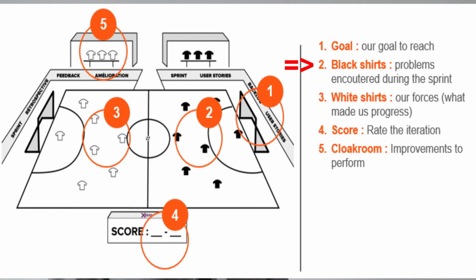The black shirts represent impediments or problems encountered during the sprint. The white shirts represent our team, so our strengths and what made us progress. The score is the rating of the iteration. The locker room is where we can identify improvements to perform for the next iteration.